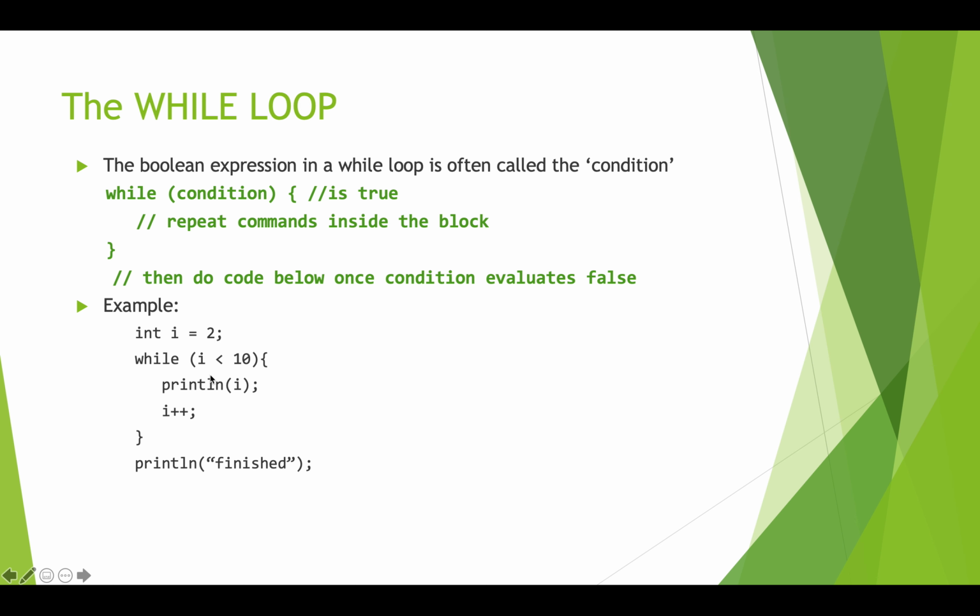At some point, I is going to be 9. 9 is less than 10. We print out 9. We add 1. I becomes 10. We come back to the top and we test, is 10 less than 10? And that's false. 10 is not less than 10. 10 is equal to 10. So at that point, this condition evaluates to false. We don't execute these statements. Instead, we skip down and we execute this finished and print that out.